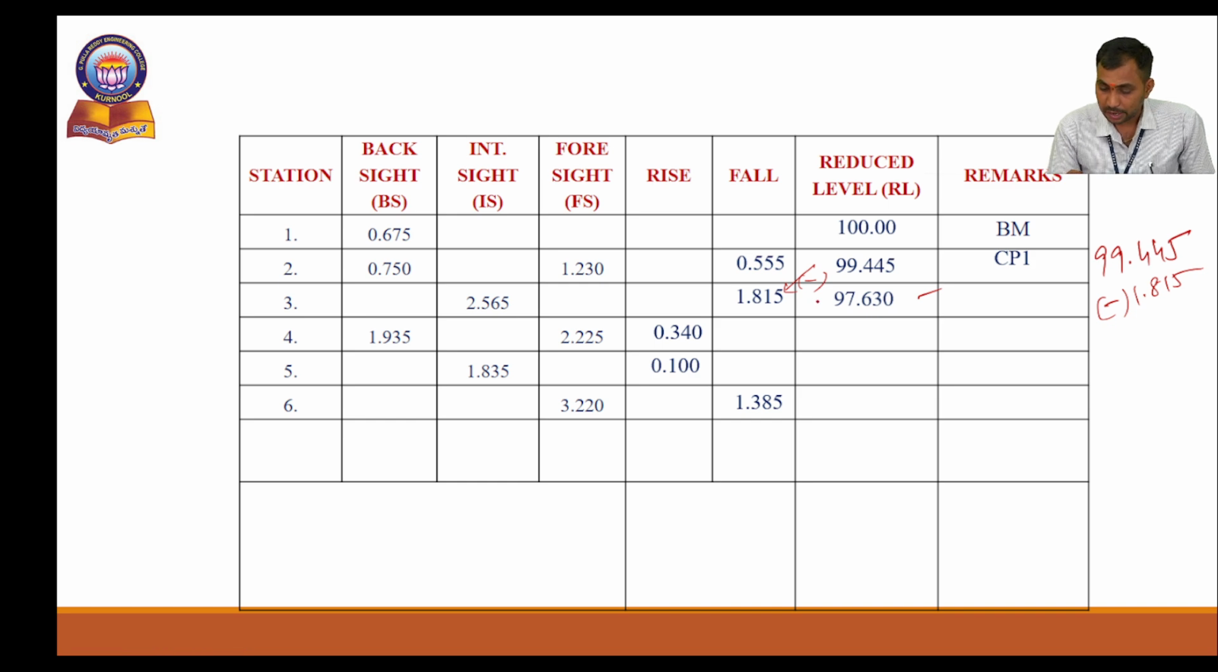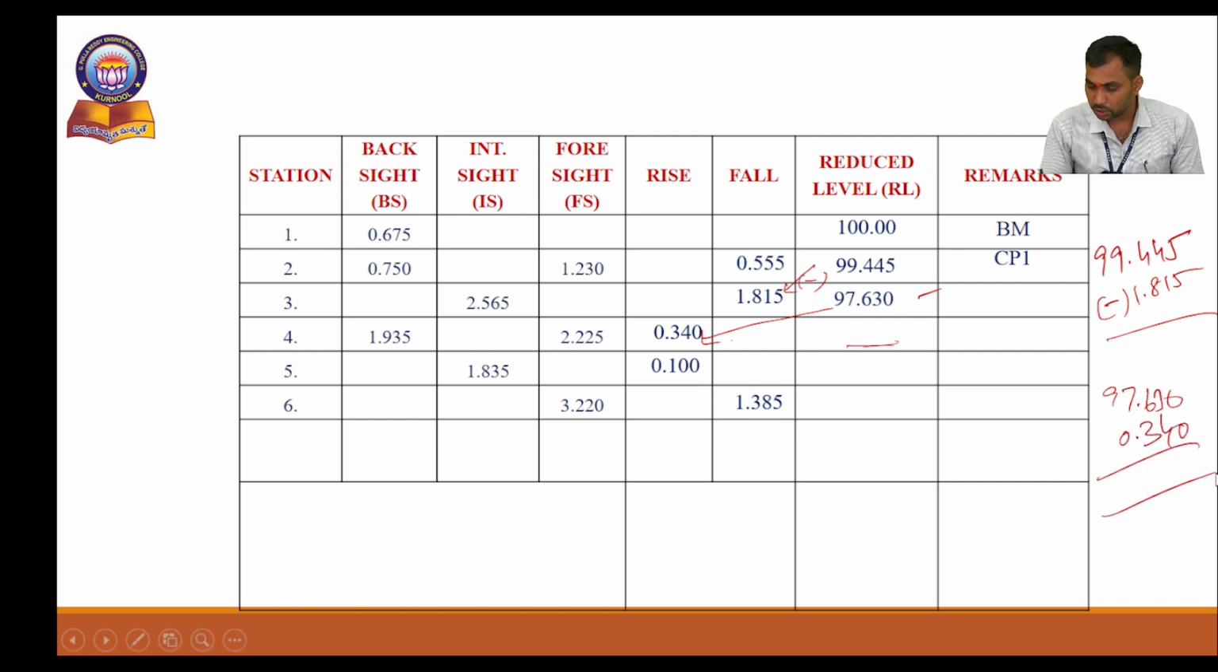Next, previous RL of 3. Now I want the reduced level for 4. What is the previous reduced level for the third station? 97.630. Either we have to provide plus or minus. The next value is presented in rise, meaning plus 0.340. Definitely we will get the value 97.970.